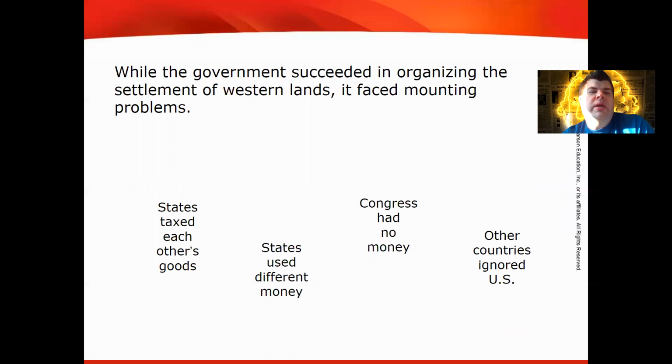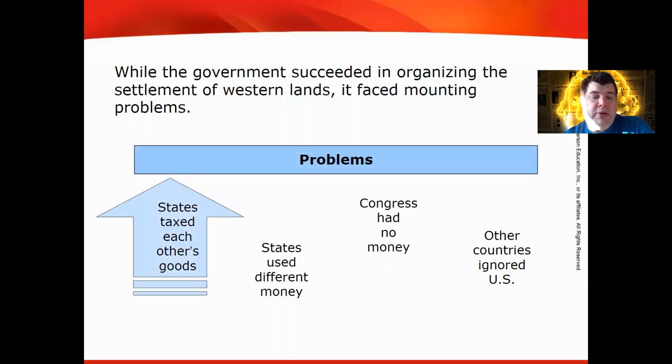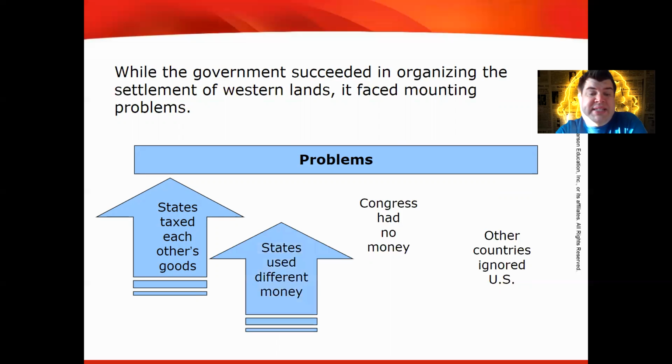So the government did succeed in organizing these Western lands, but it had a lot of other problems. States taxed each other's goods, so they put tariffs on each other to make goods more expensive from other states. So there was competition with that. Importantly, states used different money. So every state had different money.